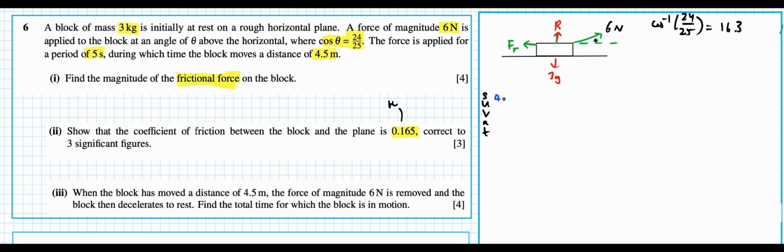So we're given a period of 5 seconds and the block moves a distance of 4.5 meters. So S is 4.5, sorry, for S. Our initial velocity is 0. And as I said, time is 5. So pick your equation of constant acceleration there: S equals ut plus half at squared. We're looking for acceleration.